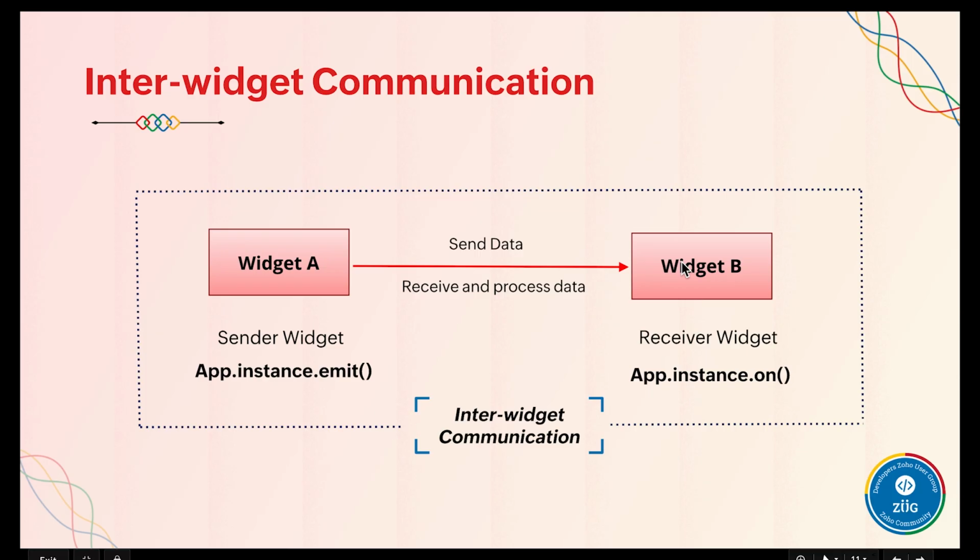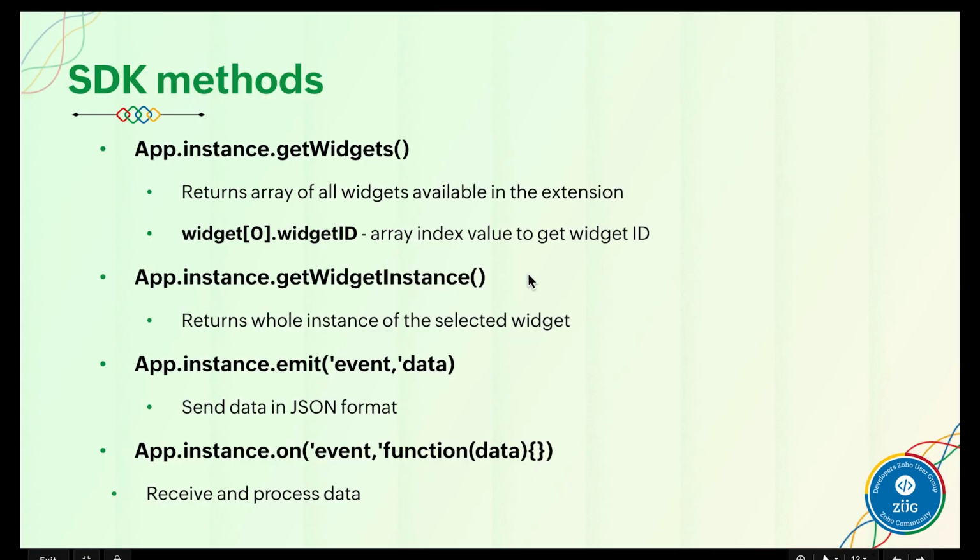So now we have seen an overview of what inter-widget communication is. Let's see what methods are available within Zoho Desk to support it. As I said, with respect to inter-widget communication, we will have two different widgets. One will be the sender and the other will be the receiver. A sender widget should be capable of getting the receiver widget's identity. This is the first criterion. It should know the receiver widget's identity. Then it should be capable of sending the data to the receiver widget.